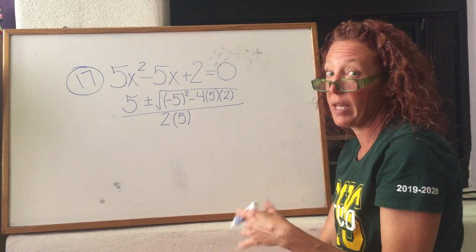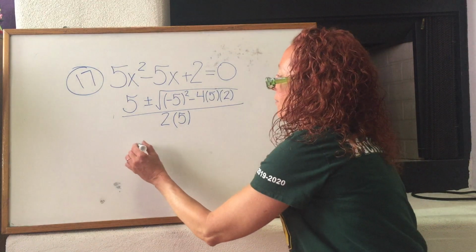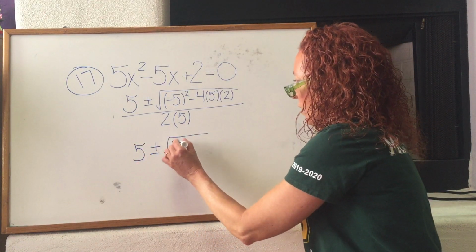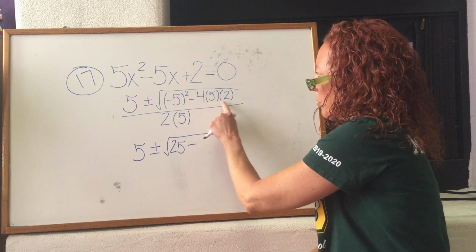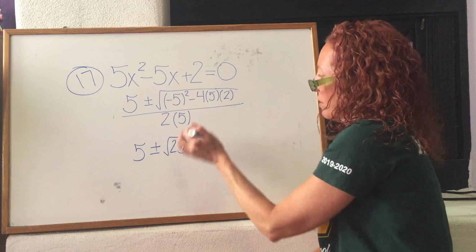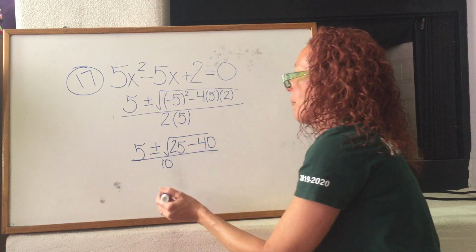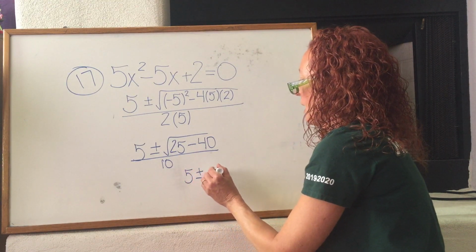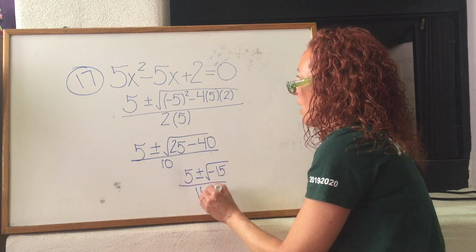you just practice that, so it should be fresh in your mind, so that should be a good thing. So 5 plus or minus the square root of 25 minus 5 times 4 is 20 times 2 is 40, so minus 40 all over 10. And so we have 5 plus or minus negative 15 underneath that radical over 10.